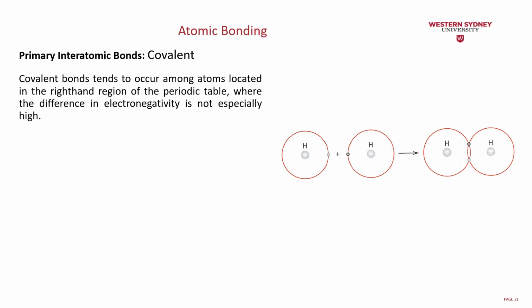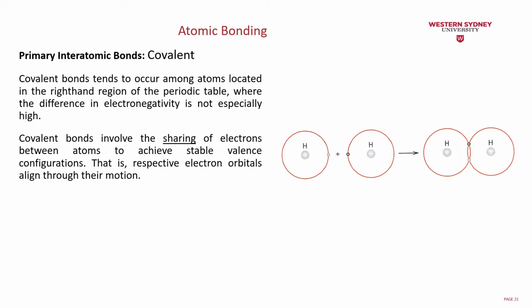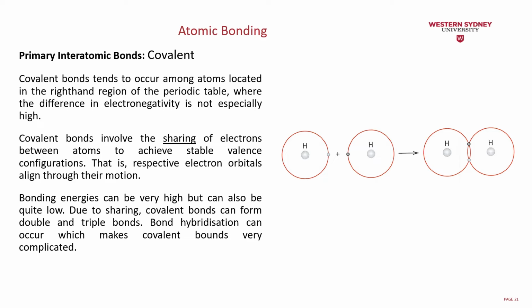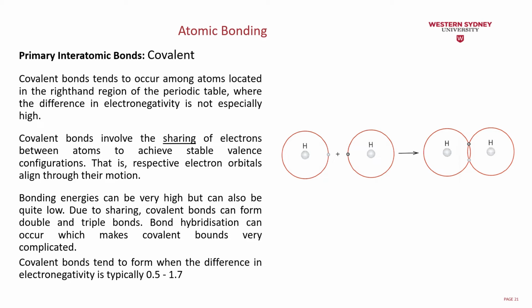Covalent bonds tend to occur among atoms located in the right-hand region of the periodic table, where the difference in electronegativity is not especially high. Covalent bonds involve the sharing of electrons between the atoms to achieve stable valence configurations, and the respective electron orbitals align through their motion. The bonding energies can be very high, but also can be quite low. Due to sharing, covalent bonds can form double and triple bonds. Bond hybridization can occur, which makes covalent bonds very complicated. Covalent bonds tend to form when the difference in electronegativity is typically between 0.5 and 1.7.